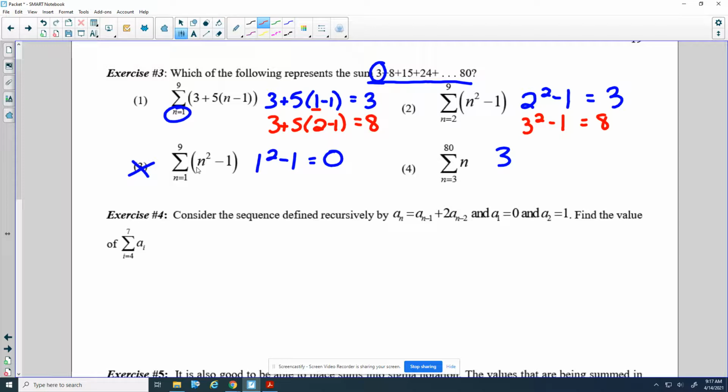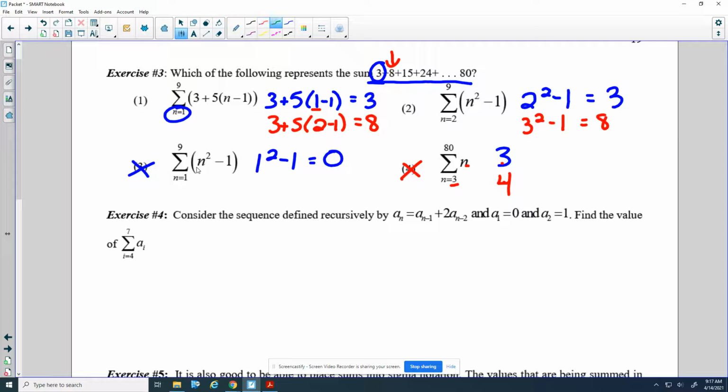And then number 4, I'm just plugging in a 4 now, right? Because we started with 3, now I'm plugging in a 4. So I got a 3 and a 4. So this one's not right because I need my second term to be 8. Okay, so let's go on to the next number.